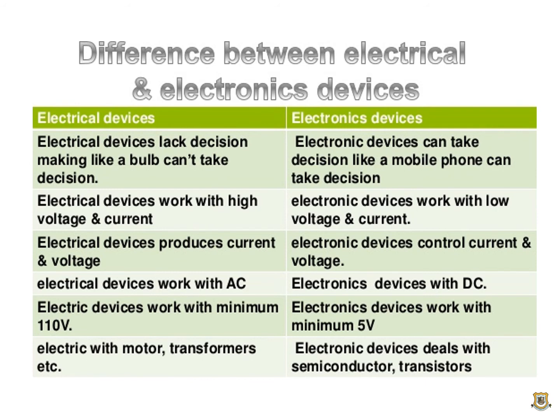The example, I'm going to look at the last one, which is talking about the electrical with motors, transformers, etc., while the electronic devices deal with semiconductors and transistors. You remember when we were talking about generations of computers, the first generation made use of vacuum tubes, the second made use of transistors, while the third generation made use of integrated circuits. So these are some of these devices, and you can read the others and write inside your notes.